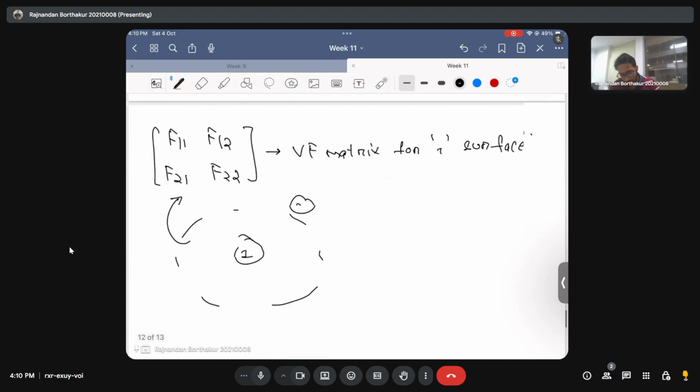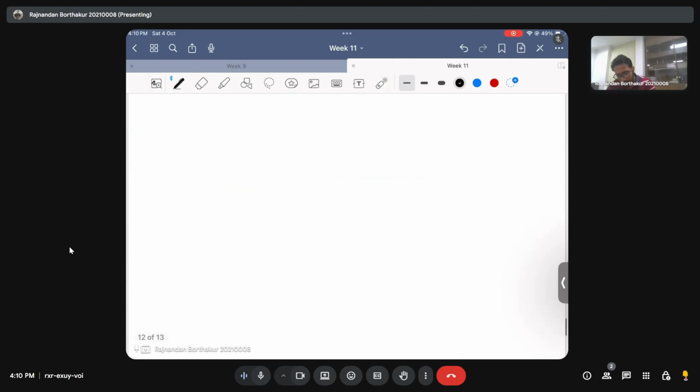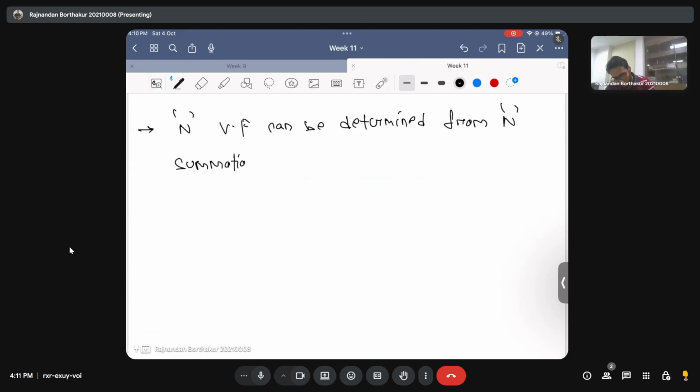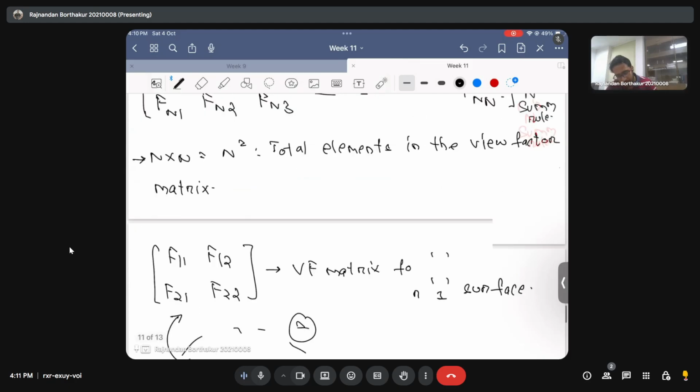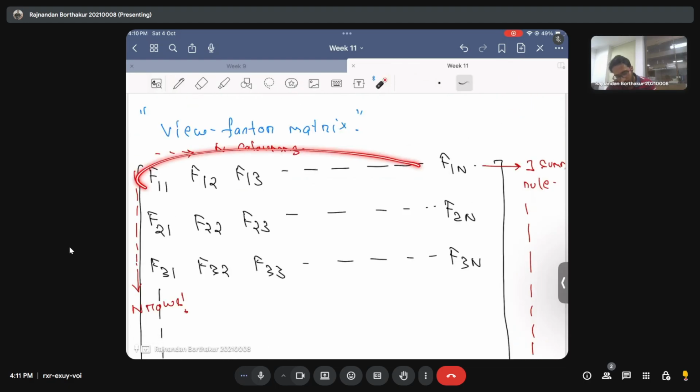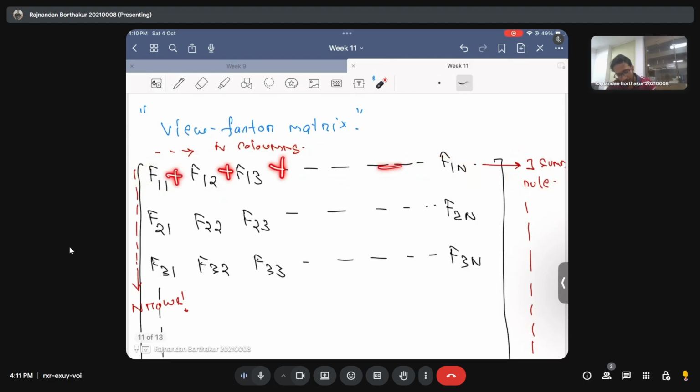So out of the total n square view factors, n view factors can be determined from n summation rules. And that's obvious, right? Because for each surface or for each row, you can have one summation rule. Because f11 plus f12 plus f13 up to f1n is equal to 1. You can similarly have the sum of all these things to be 1 and so on and so forth.